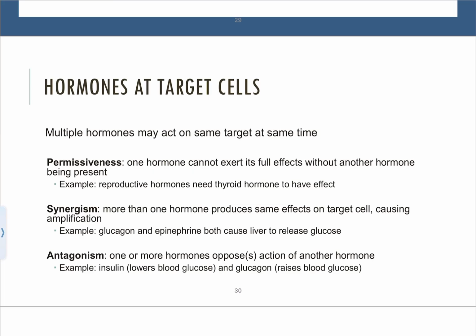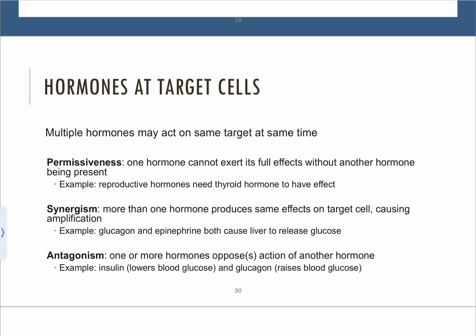Synergism is where more than one hormone produces the same effect on the target cell. If they're both producing the same effect, you get an amplification effect. A good example of this is glucagon and epinephrine. Both cause our liver to release glucose, and we can actually increase by 150% the glucose being released.